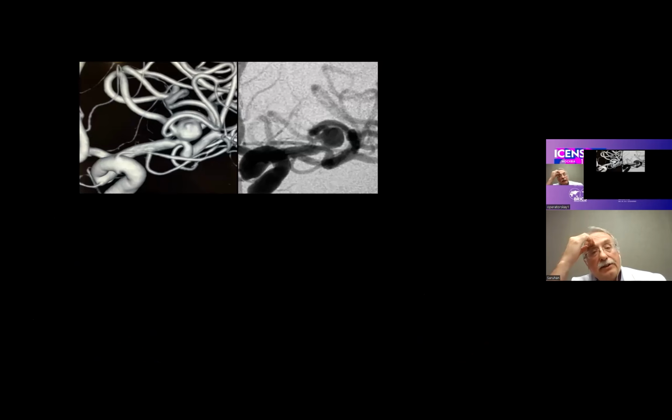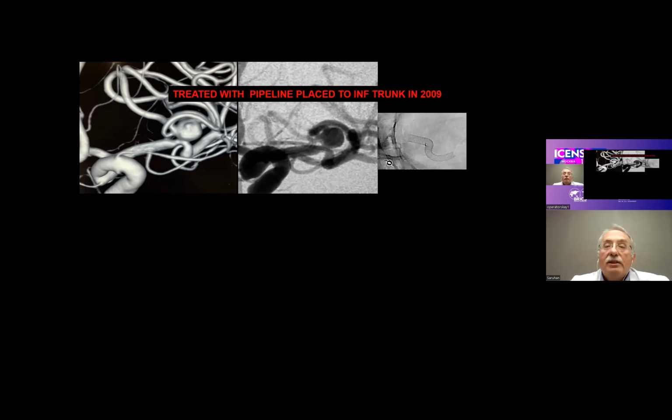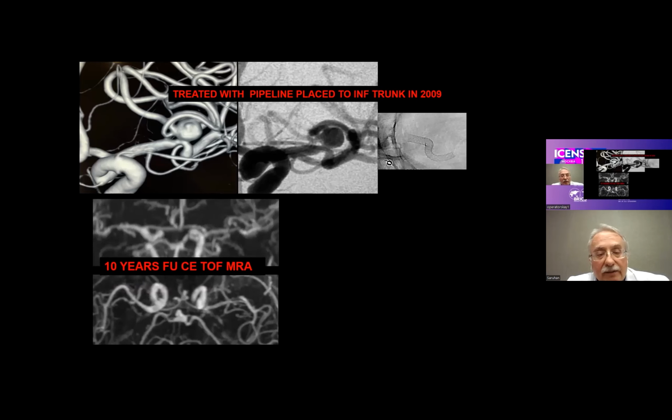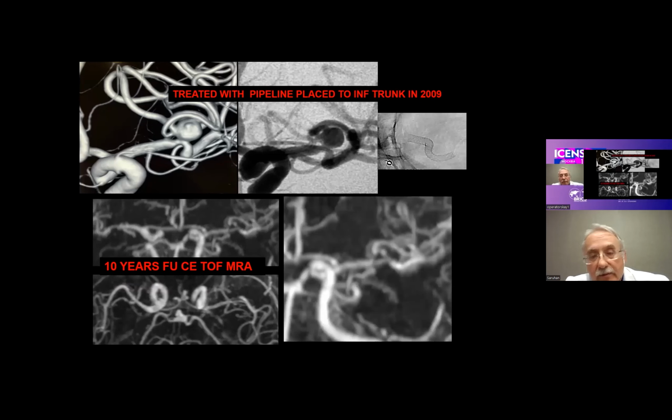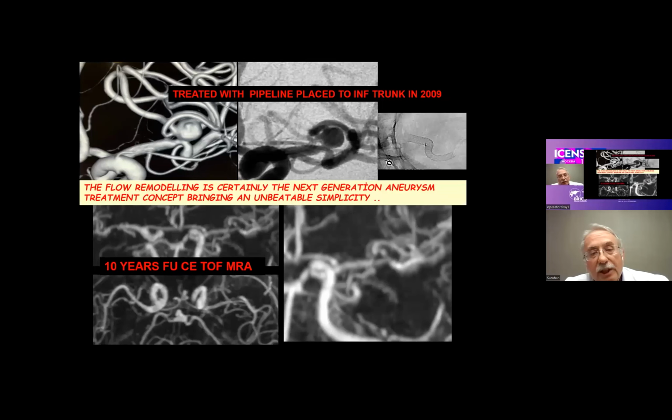treated in 2009, and unfortunately he lost his son. In 2009 after I placed his flow diverter across the neck of the aneurysm, and I could not persuade him to do any follow-up, obviously. And 10 years after, I was able to persuade him to have an MR angio. I believe in the future, if we have enough evidence, we're just going to place a pipeline and forget about the others. So this brings the unbeatable simplicity.